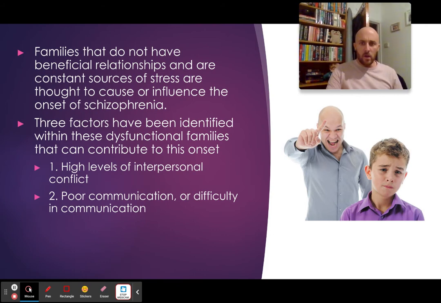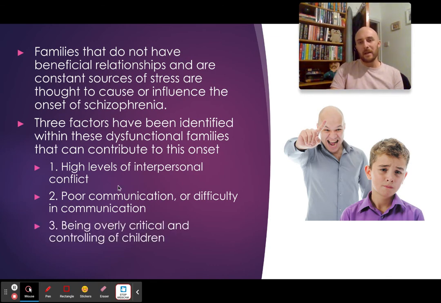So, poor communication. Essentially, that means low levels of communication, a difficulty to talk to people. Some of my students' best friends are their mums, for example, and so they have good communication. So we're talking about families that don't have that dynamic. But the third characteristic is parents being overly critical and controlling of their children. These three are not a healthy dynamic. It's not a dynamic that is going to produce healthy children necessarily, and is thought to contribute to schizophrenia.